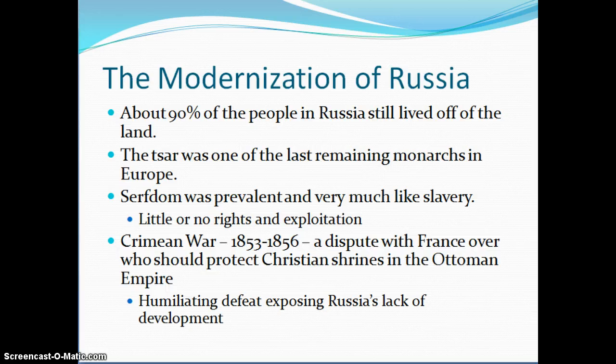And then comes the Crimean War. And the Crimean War is definitely going to be on your test. It's also very significant, from 1853 to 1856. And it's a dispute with France over who should protect Christian shrines in the Ottoman Empire. It's a humiliating defeat, and this exposes Russia's lack of development and instigates leaders in Russia to try and quickly advance and catch up to the rest of Europe and to the West.